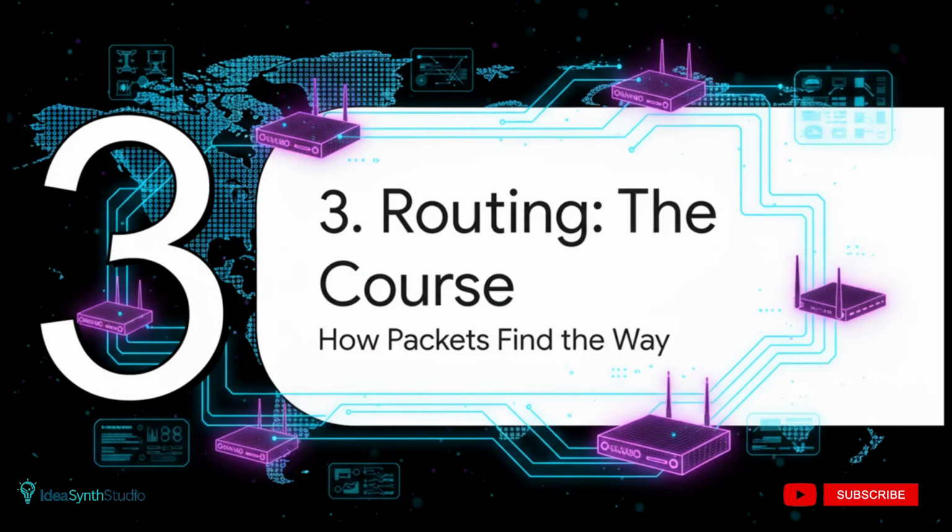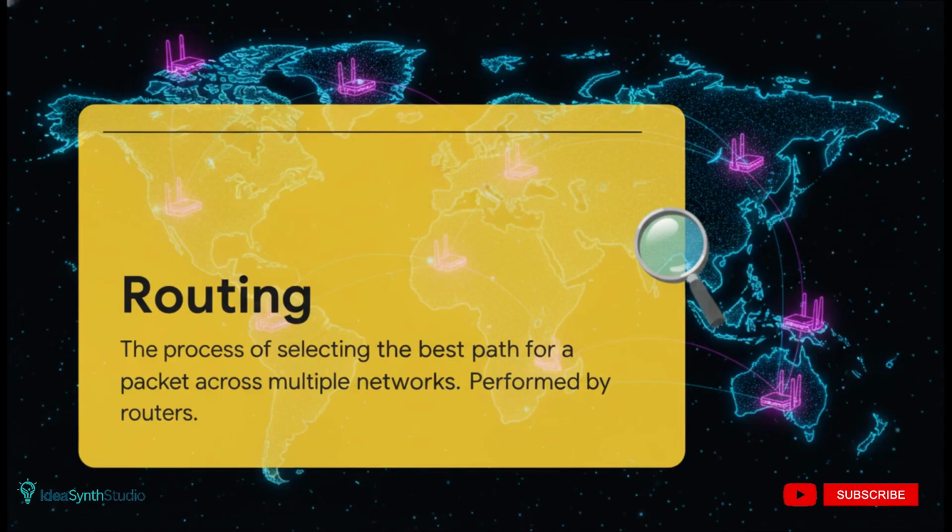All right, our packet is addressed and sealed. Now for the amazing part. How does it navigate the ridiculously complex web of the internet to find its destination? This, my friends, is the magic of routing. Routing is basically the internet's GPS. It's the process of picking the best, most efficient path for a packet to take.